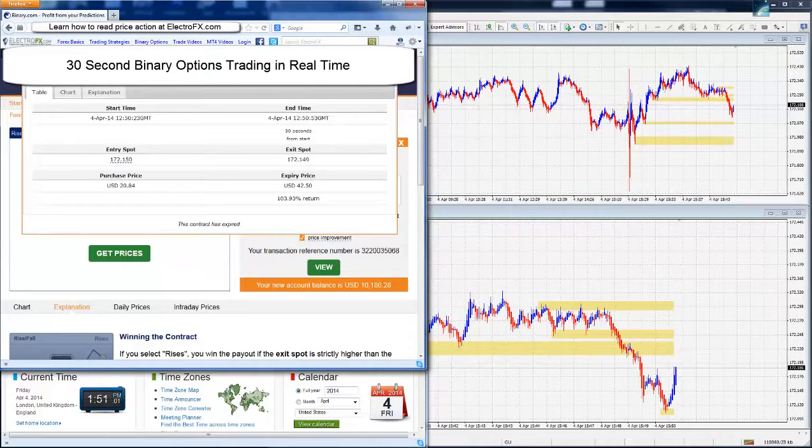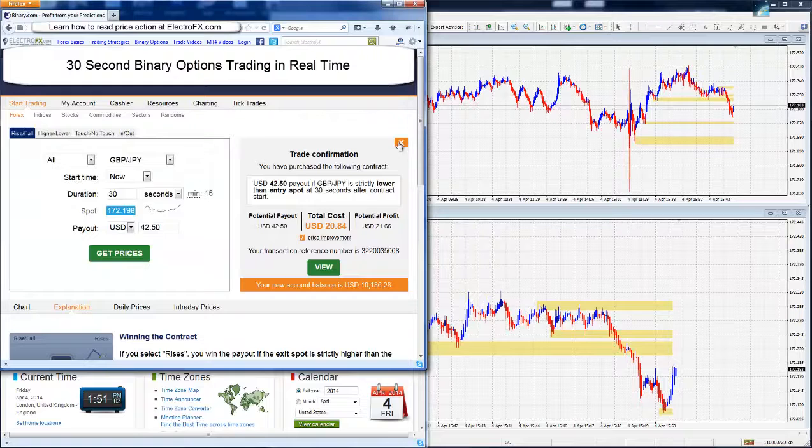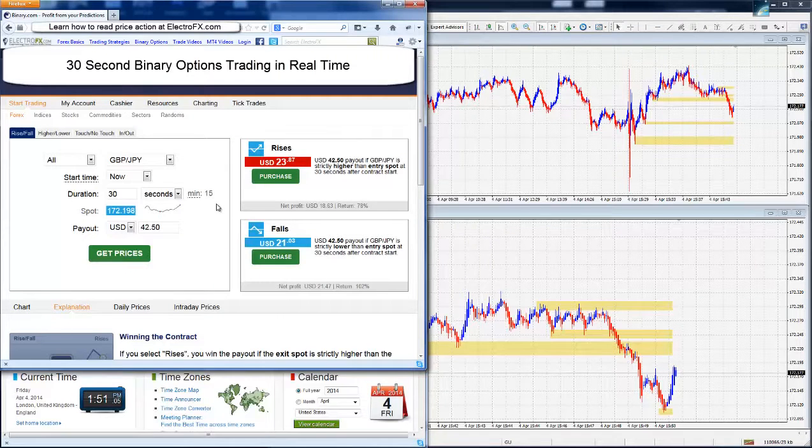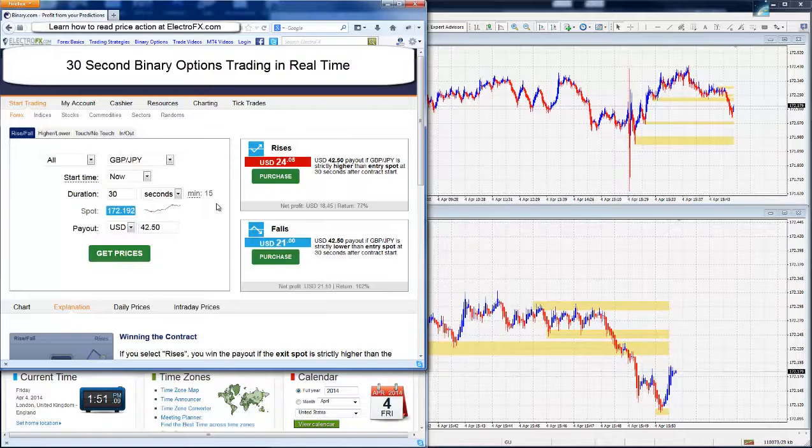Now that was very close, but 103.93% return. And that is something that just amazes me with this particular broker. I mean, you just don't see this kind of returns anywhere else, and it really changes the game.